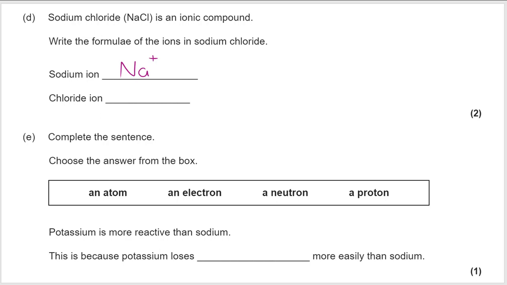Chlorine is in group 7. To get a full outer shell, it will gain 1 electron, giving it a charge of Cl-. All of group 1 metals form ions with the charge of +1. All group 7 elements form ions with a charge of -1. Sentence below, we've got potassium is more reactive than sodium, and this is because potassium loses an electron more easily than sodium. We lose or gain electrons when we react, and metals will always lose electrons.